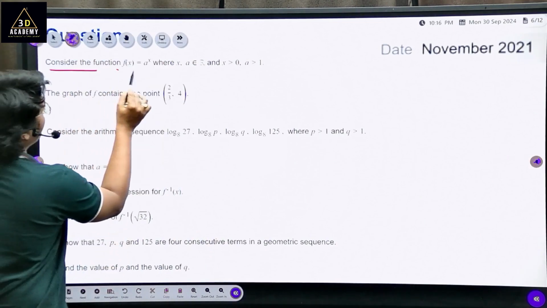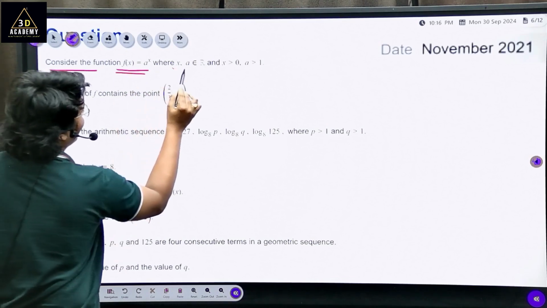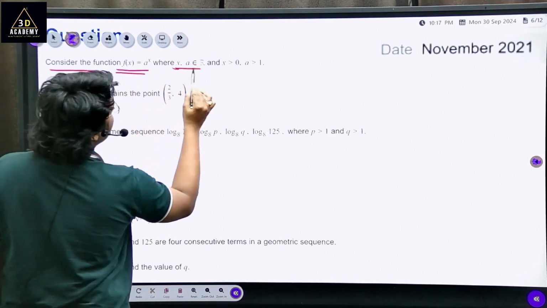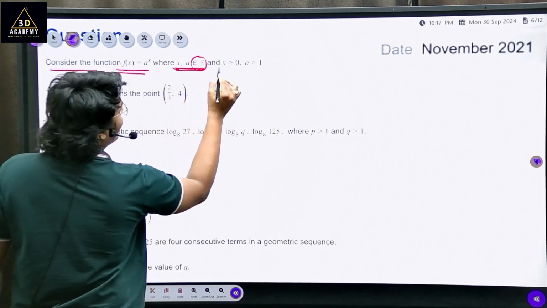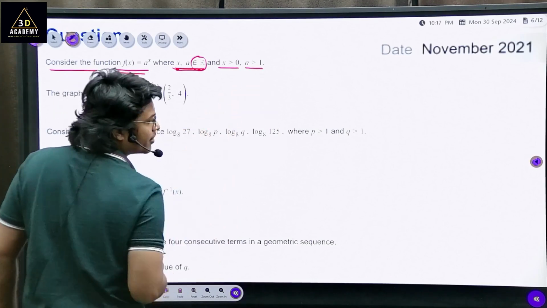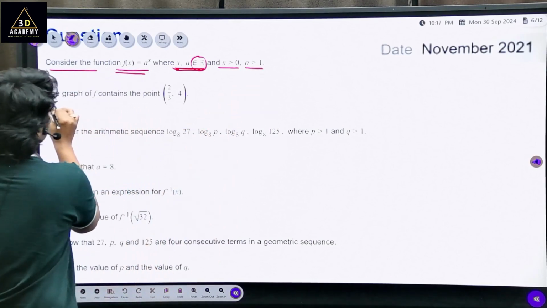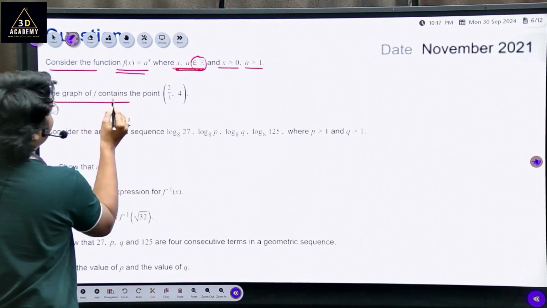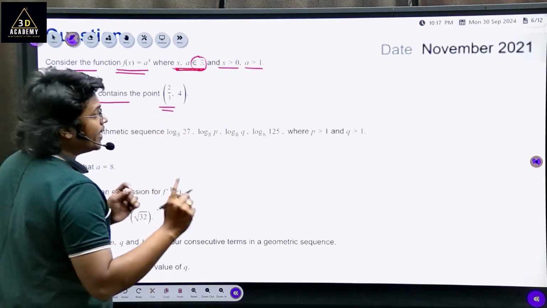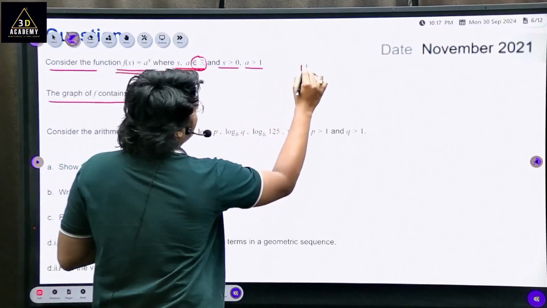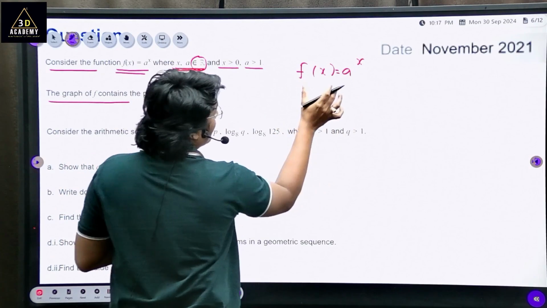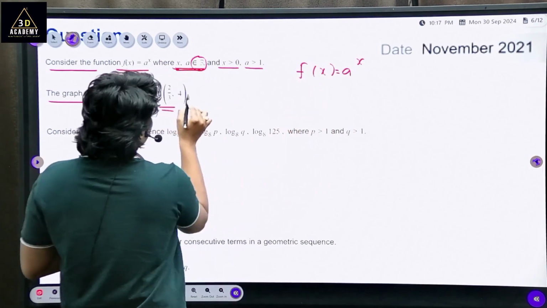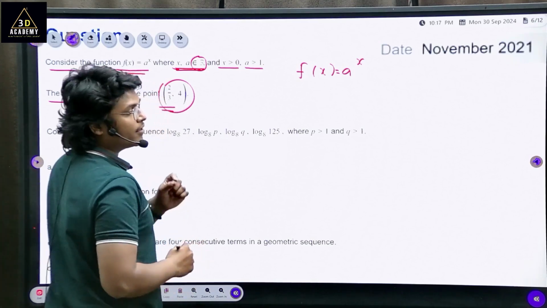Consider the function f of x equals a raised to x, where x and a belong to real numbers. This is an important condition, whereas x is greater than 0 and a is greater than 1. Next, the graph of f contains the point. The important point here is that whatever the function is given, this point lies on that function.